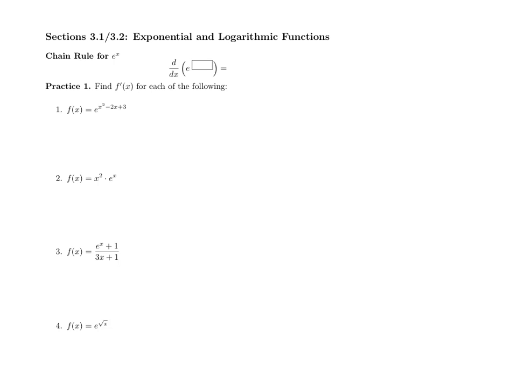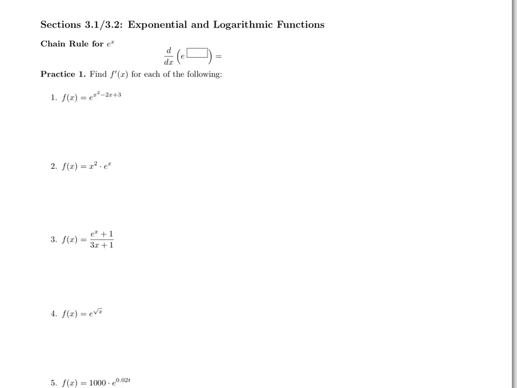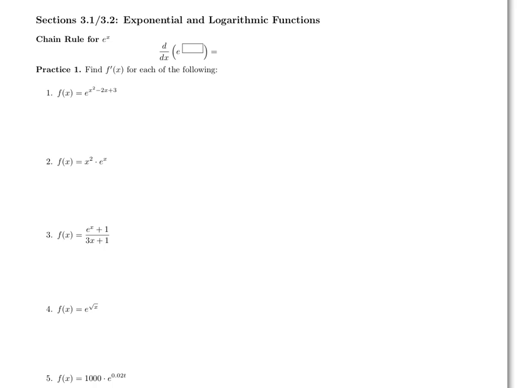This is a video to show solutions to the worksheet problems on the exponential and logarithmic functions derivative rules. Just at the top here, we're reminding ourselves that the basic rule, the chain rule involving exponential functions, is that when you take the derivative of e to any power, you get e to that same power, and then times, by the chain rule, the derivative of whatever the power was. So a good example of that is the first problem here.